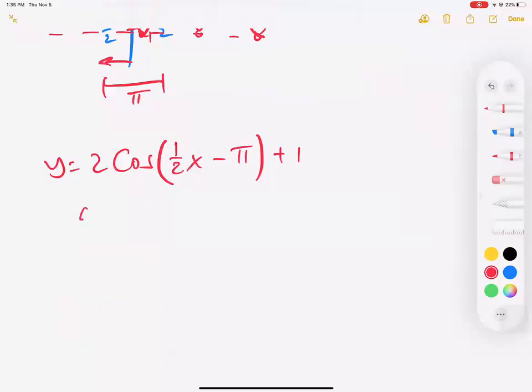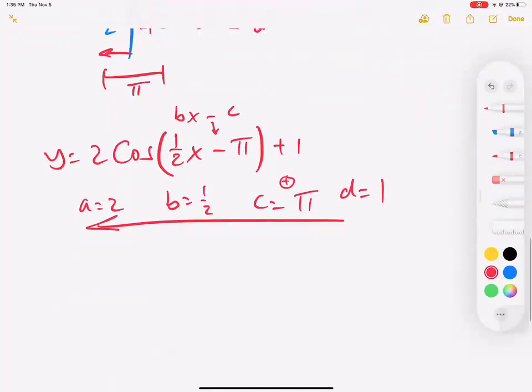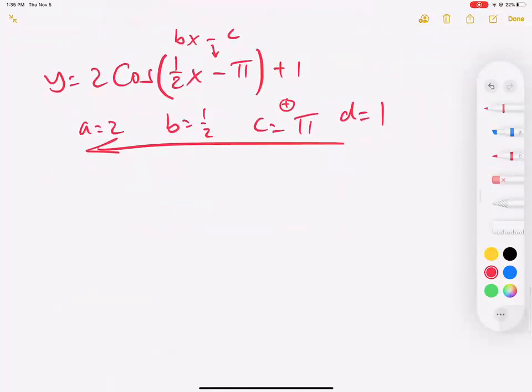Okay, A is equal to 2, B is equal to 1/2, C is equal to positive pi. Why? Because it's bx minus c, and the negative is already there. And D is equal to positive 1. As we graph this, don't overthink it. Just go D to A, and we'll work each part separately, okay? Each part is a separate component to different characteristics.